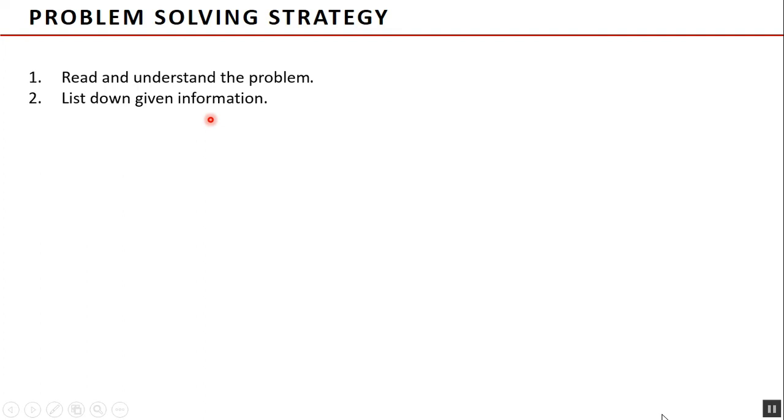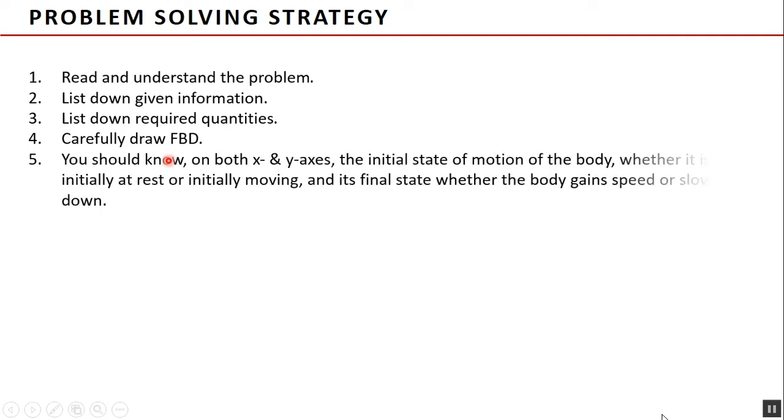Number 2. List down given information, as well as other important information not directly mentioned in the problem statement. Number 3. List down required or missing quantities. Number 4. Carefully draw free body diagrams or FBDs. Remember, this is the most crucial step. Be careful to check on the sign of the force, whether positive or negative, especially when the problem requires 2 or more interconnected FBDs.